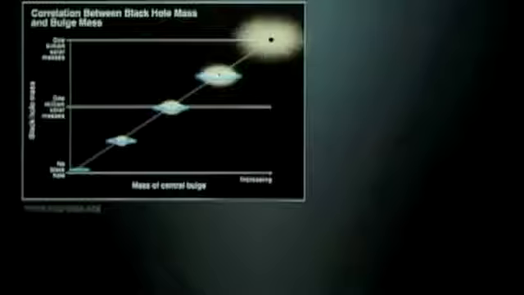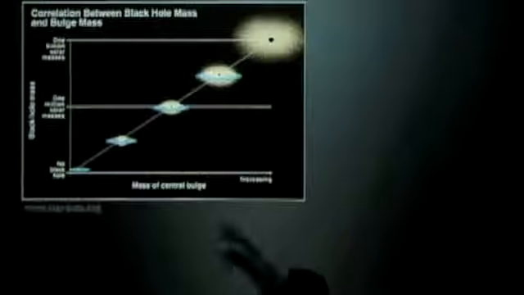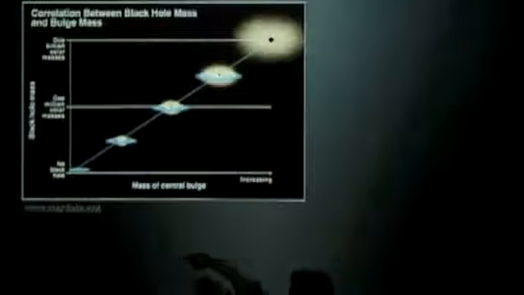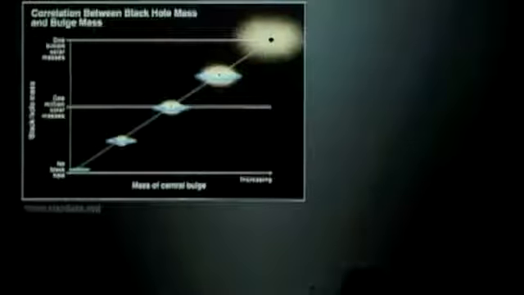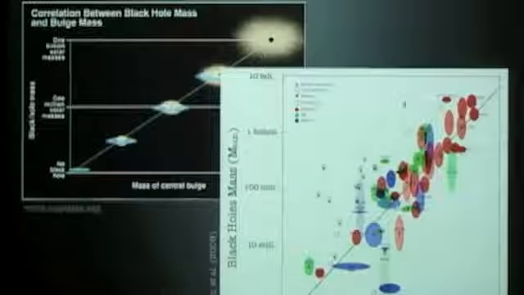So there's a strong correlation between the mass of that central bulge of stars, which is what's being plotted on the x-axis here, versus the mass of the black hole. This is the central black hole mass, which is on the y-axis. So bigger galaxy bulges host bigger black holes. And this is a nice schematic drawing, but this is actually what the data looks like. This is taken from a recent scientific paper on this topic.